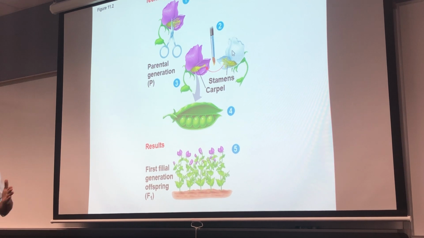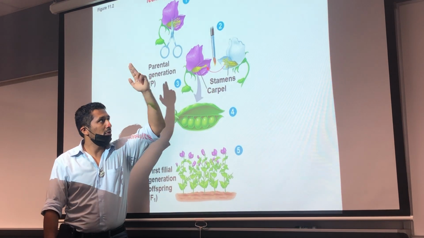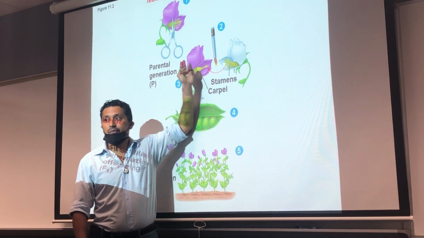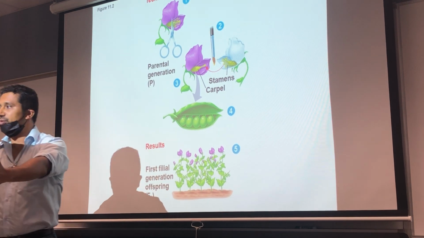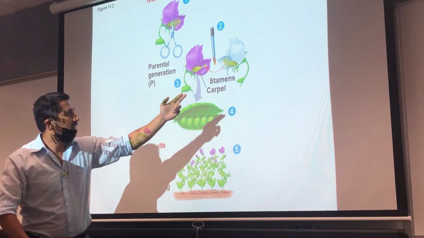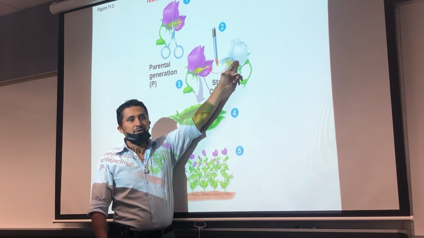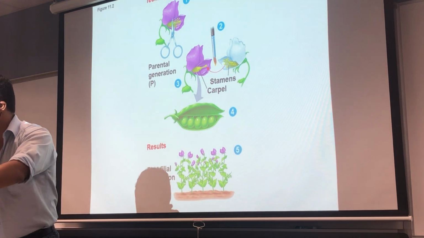True breeding basically means that they are homozygous. Okay. They are homozygous for the purple color, and they are homozygous for the white color. Therefore, these flowers can only pass on the purple color trait. Their offspring can only be purple, nothing else. And these white flowers can only pass the white color trait to their offspring.